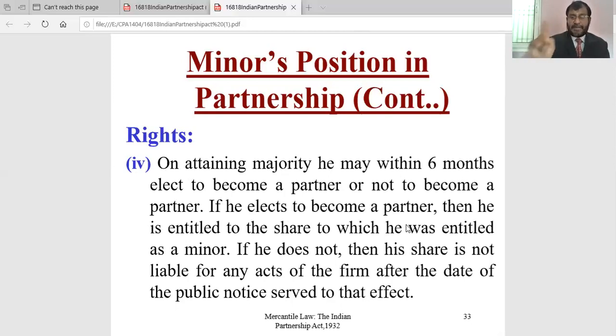If he elects to become a partner, then he is entitled to the share to which he was entitled as a minor. If he does not elect to become a partner, then his share is not liable for any acts of the firm after the date of the public notice served to that effect.